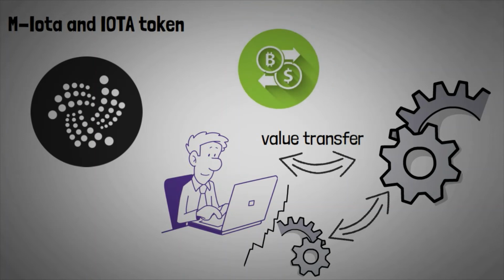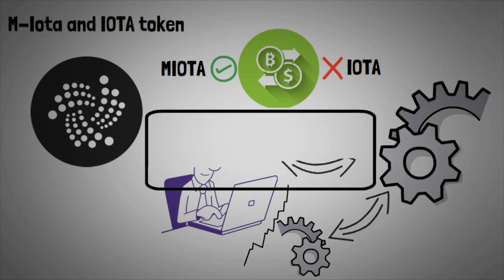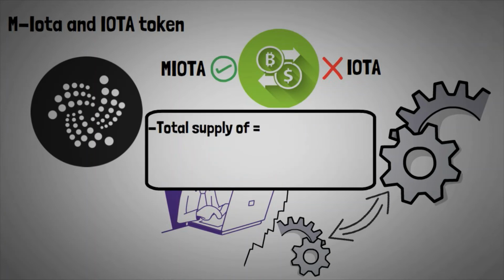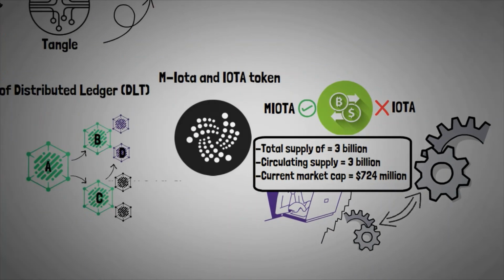However, you don't get to buy the IOTA cryptocurrency on exchanges. Instead, you get mIOTA. That's because IOTA is available only in a batch of 1 million IOTA tokens, which means mIOTA equals 1 million IOTA. mIOTA has a total supply of about 3 billion, with the same circulating supply, while having a current market cap of about $724 million. And currently selling below $1.